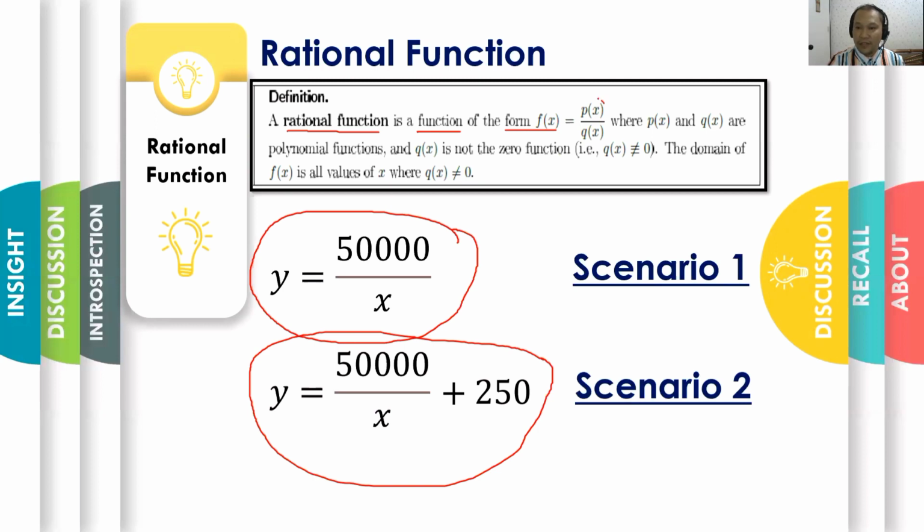Fractional function meaning to say we do have a numerator and we do have a denominator. And the denominator and the numerator are all polynomial functions. And our denominator, which is g of x, is not a zero function, because if that were to happen, then our function will provide an outcome which is equal to undefined.